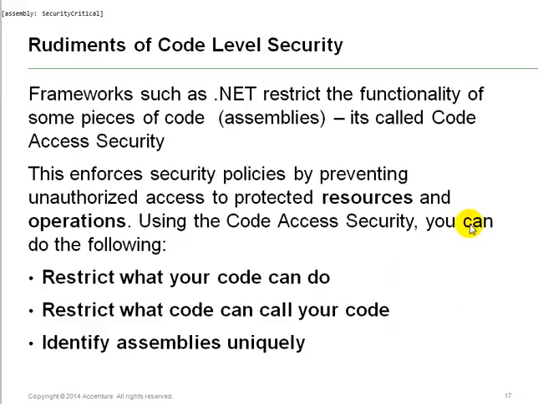Now in .NET, we can restrict the functionality of assemblies. These are just pieces of code, as you all know. We enforce security policies by preventing those assemblies from accessing, for example, infrastructure such as the operating system functionality to read and write to the disk. So we restrict what the code can do, and we restrict what code can be called by your code. The assemblies are identified uniquely, so typically they're signed.